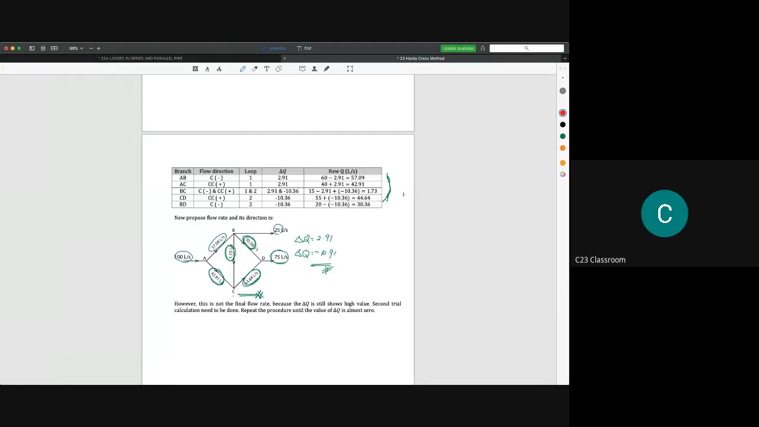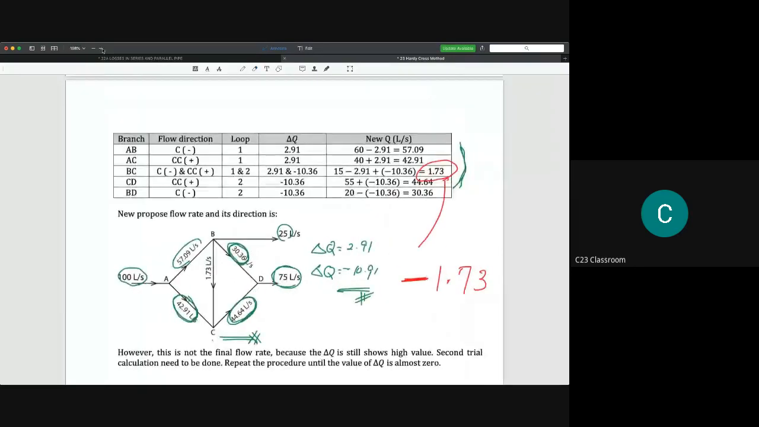Contohnya, after you calculate this one, you will find that it is not 1.73, but it is equal to negative 1.73. Then you may assume that this direction is actually wrong. Okay, the correct direction is actually this direction. So what you need to do is in your second iteration, you just change the arrow here from the top to bottom direction to the bottom to the top direction like this. Okay. And then you maintain the value of the flow rate as 1.73.